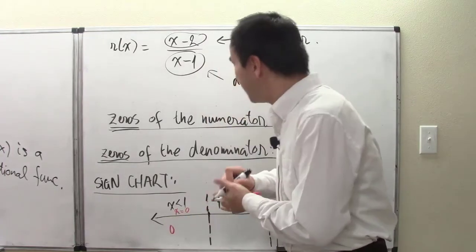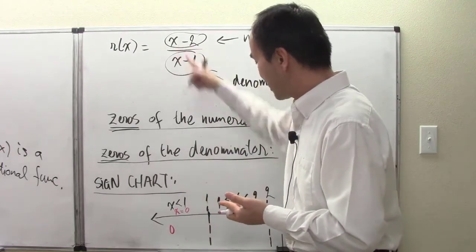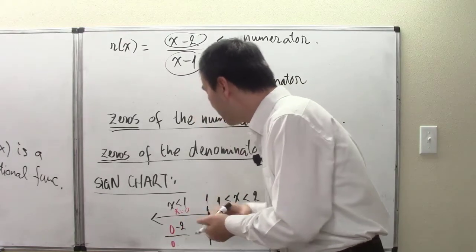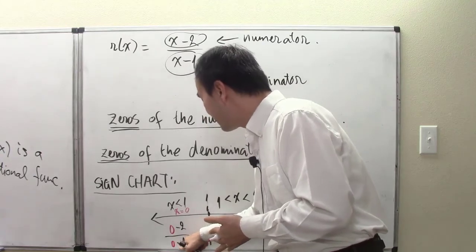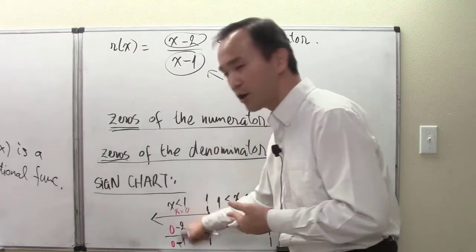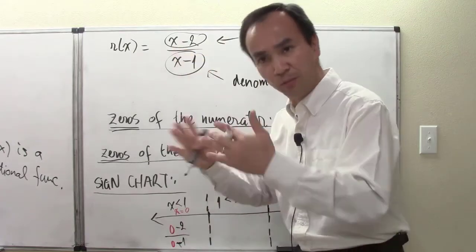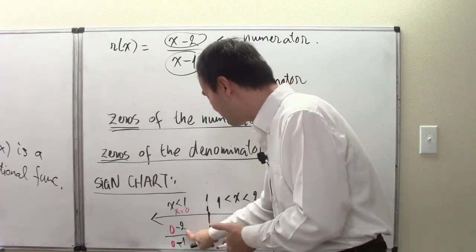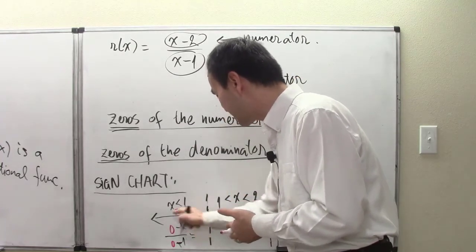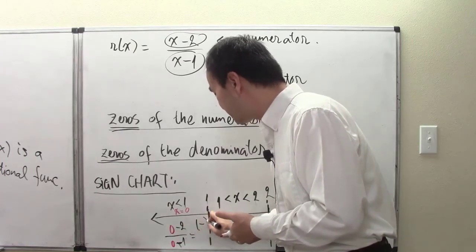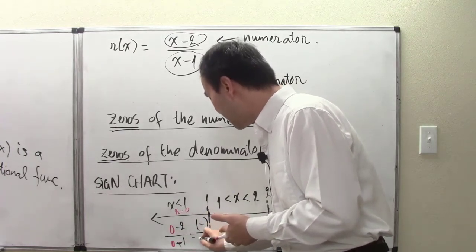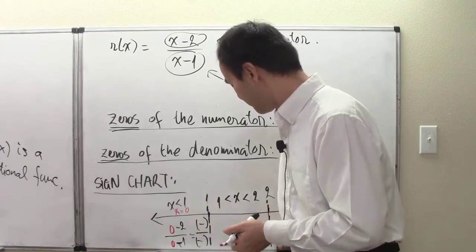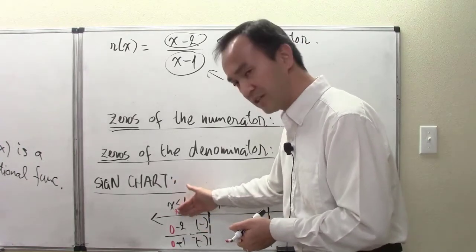So 0 for x, if x equals 0, then 0 minus 2 divided by 0 minus 1. I'm substituting that trial value into our actual rational function, the simplified version. It will work. Primarily what's going on here is that we're looking at a negative sign in the numerator divided by a negative sign again in the denominator.